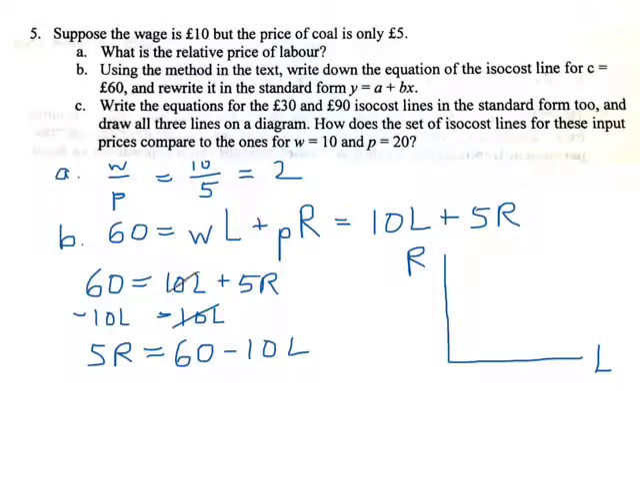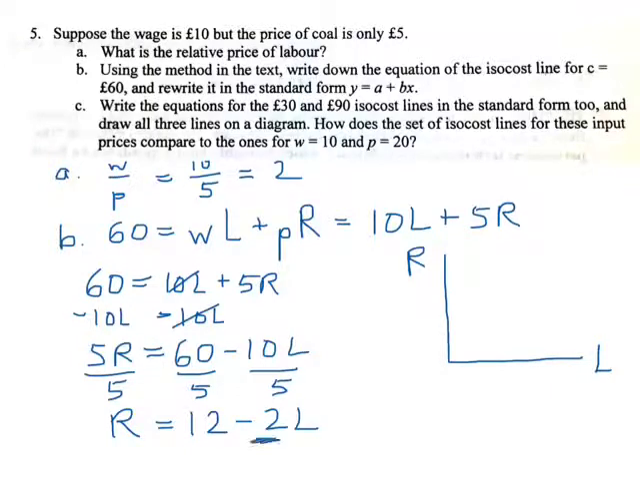See, this 10L and that 10L cancel. And then now we just have to divide by 5 to get where we need to be. Now we have R equals 60 divided by 5, which is 12, minus 2L. Notice that here again the slope of the isocost is always the relative price, or the negative of the relative price of labor, negative 2. There we have it.